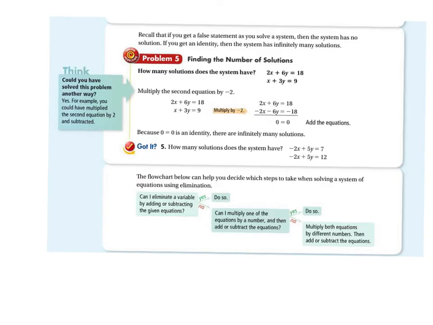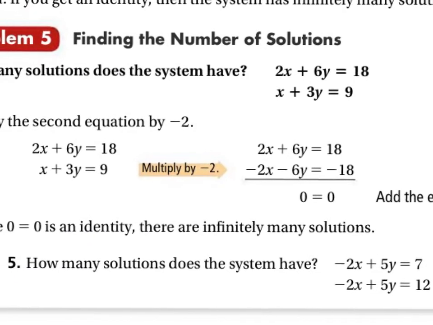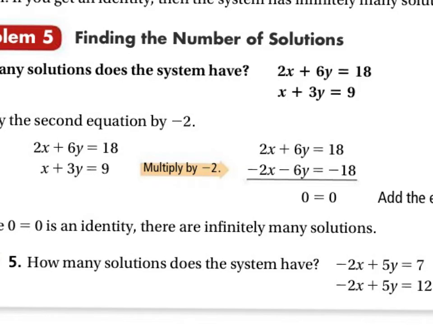Problem 5, the question is how many solutions does the system have? So that's a different question that we haven't been asked. So what they're doing here, just like we've done before, they're going to solve the equation. Most of the problems, you're going to get one solution. That's what we've been doing. There's one point where they intersect. That's one solution.